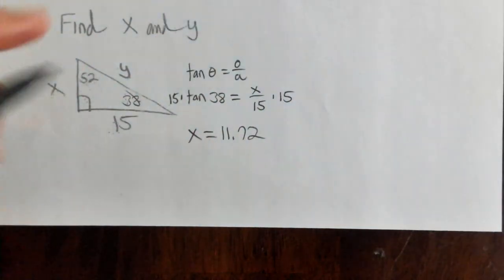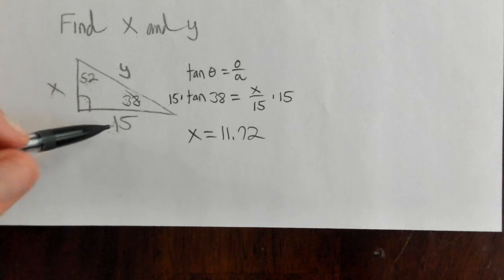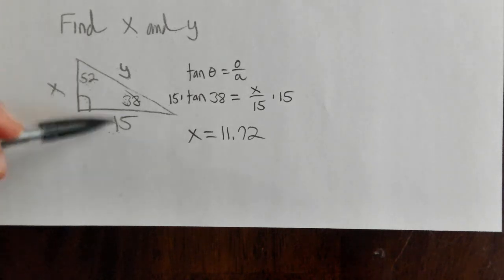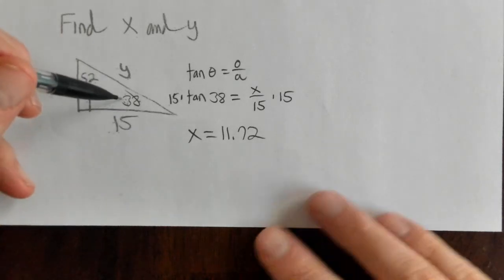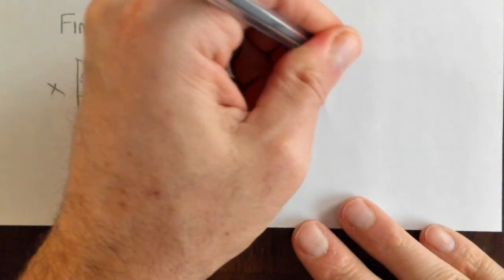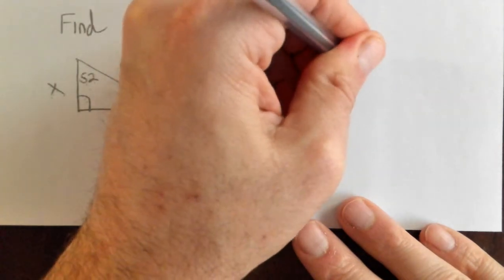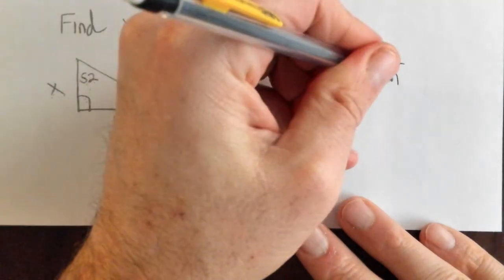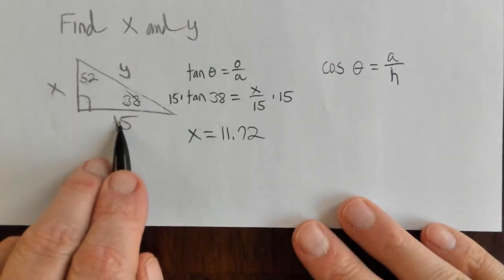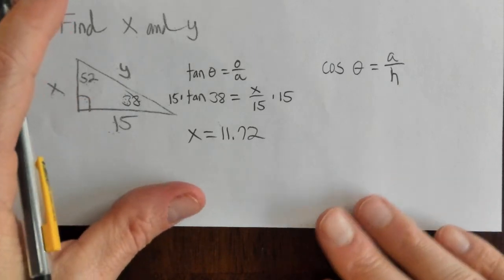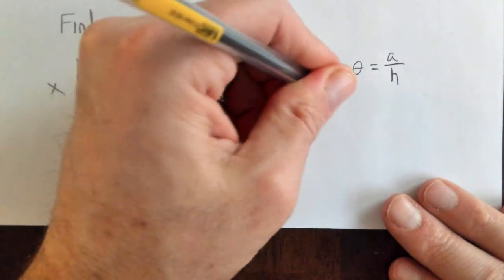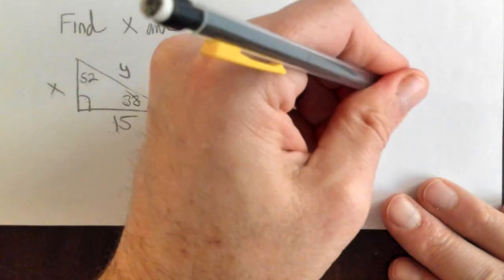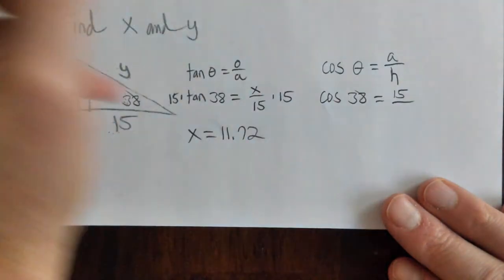All right, so for the next one, for y now, it doesn't really matter which one that we use. We can use 38 or we could use 52, either one. Let's stick with 38. So we'll go cosine of the angle equals adjacent over hypotenuse, because if I'm using this now as a 38, 15 is the adjacent, y is the hypotenuse. Adjacent and hypotenuse is cosine. Now I can plug in the right parts. Cosine of 38 degrees is equal to 15 over y.